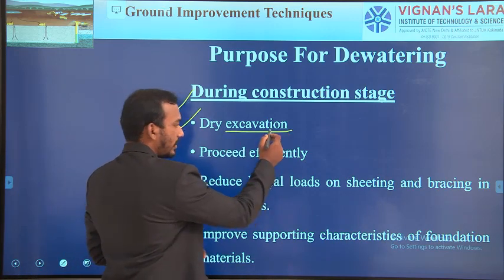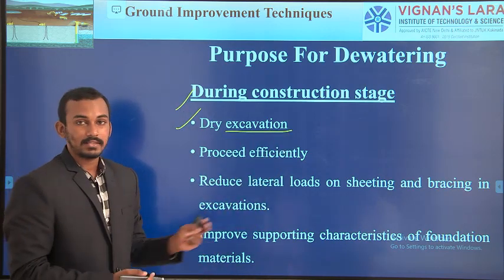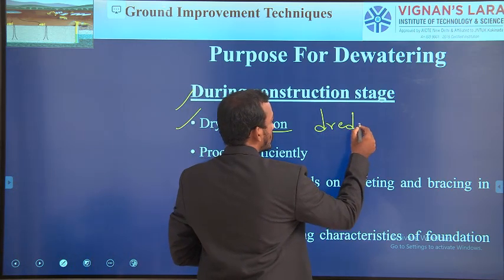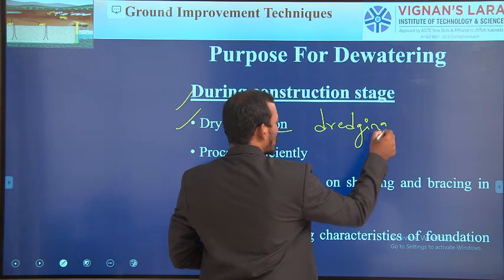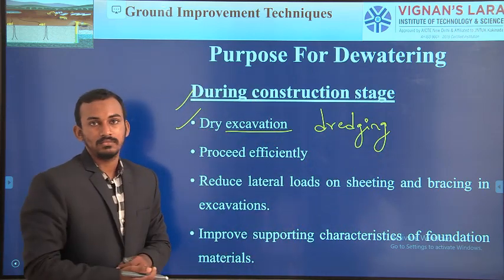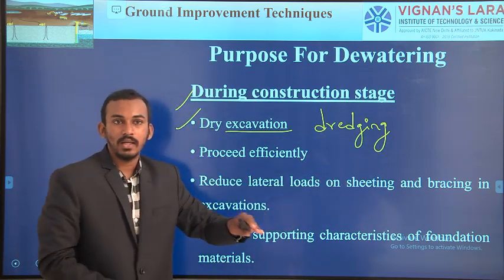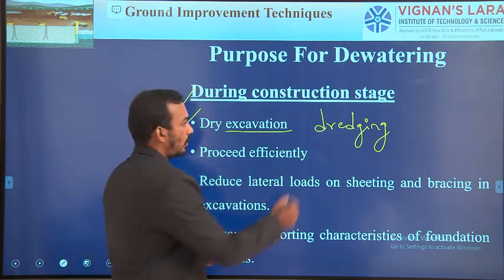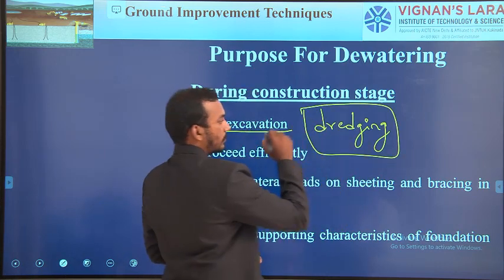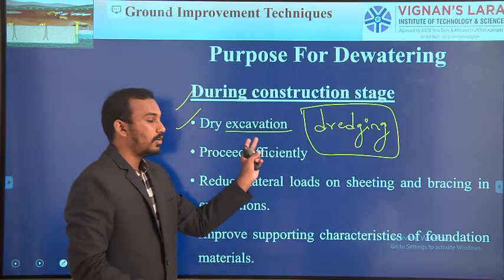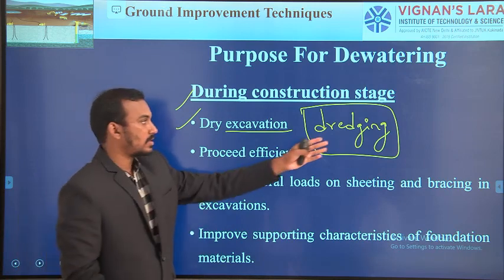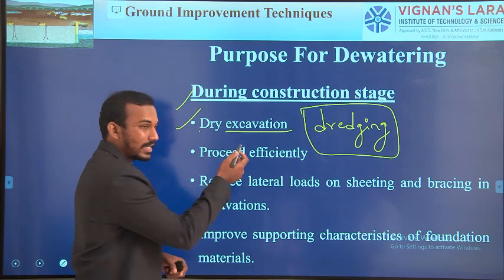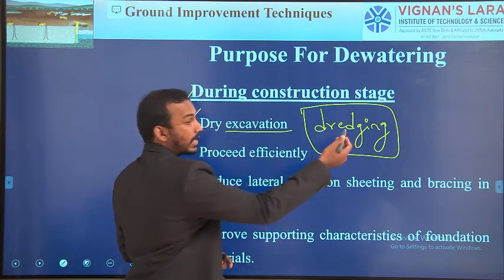Remember, excavation means removal of dry soil, whereas there is another word called dredging. Dredging means carrying out the excavation work under the water level. For example, if we are removing the soil under a river, then it is known as dredging. So this word we also use frequently. Dredging means excavation under the water. So what is our purpose of dewatering? To carry out dry excavation or to prevent dredging.